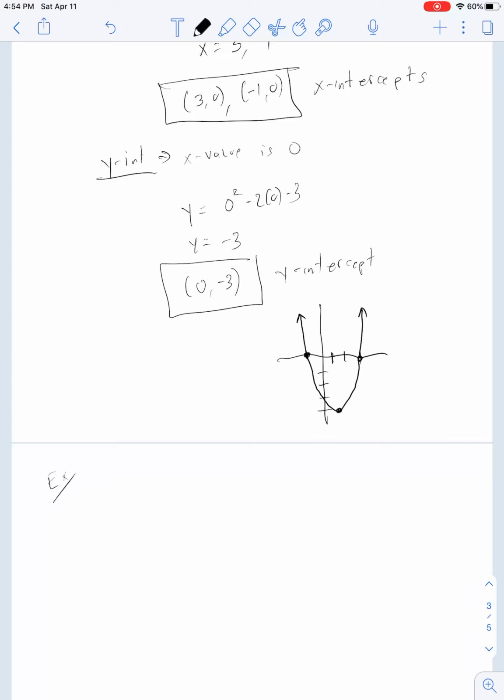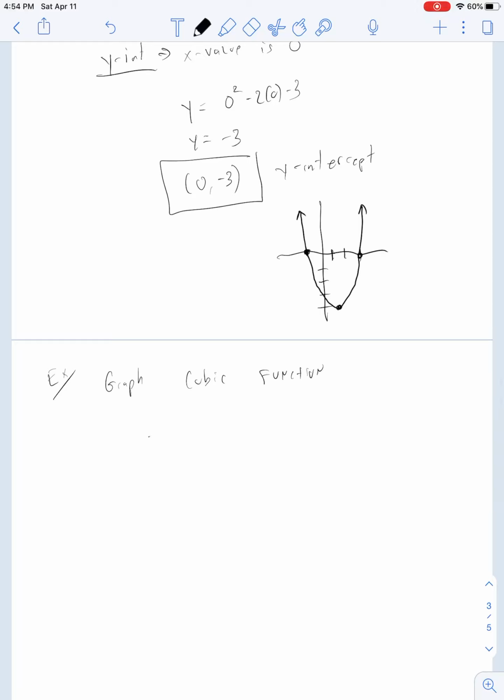Let's take a look at an example of a cubic, right? Let's graph a cubic function. So with this cubic, there is no vertex, right? So we can't do it the way that we did the quadratic. So we must graph by either one, a table, or two, by the intercepts.